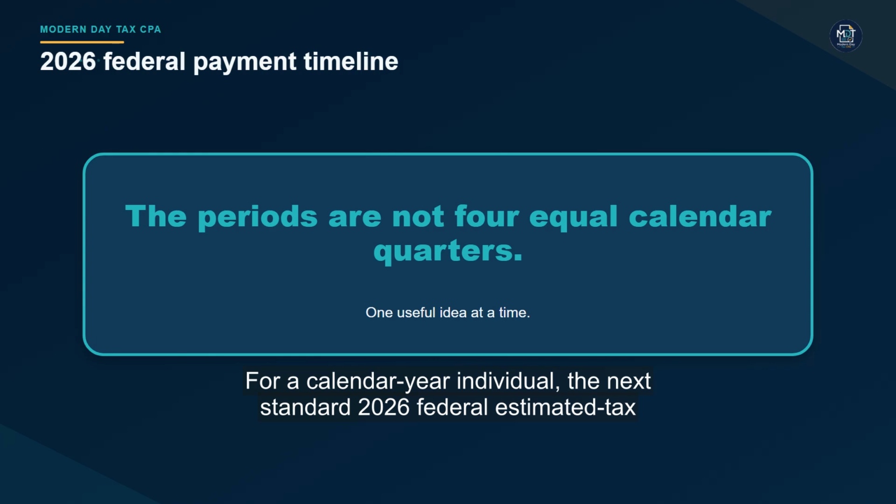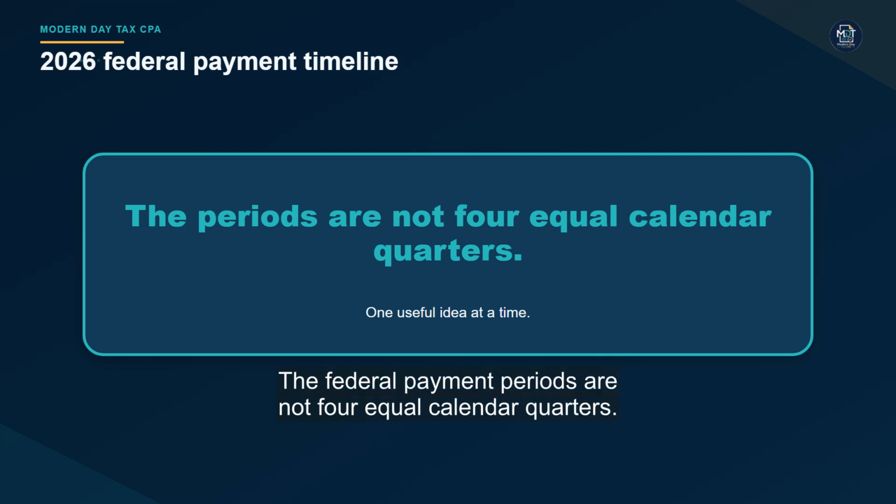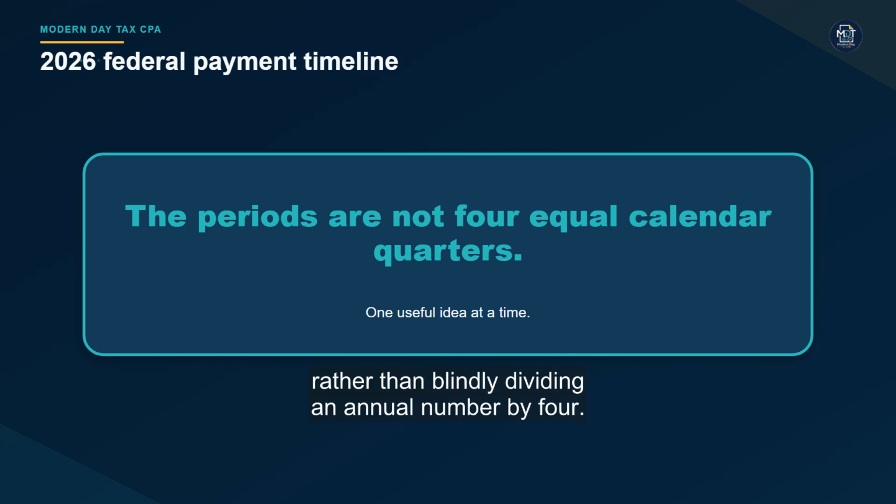Keep in mind, it is currently July in 2026 at the time of recording. So for a calendar year individual, the next standard 2026 federal estimated tax payment is due September 15th, 2026. The next one after that is January 15th, 2027. The federal payment periods are not just 4 equal calendar quarters. Income that arrives unevenly may also require a different calculation rather than blindly dividing an annual number by 4.